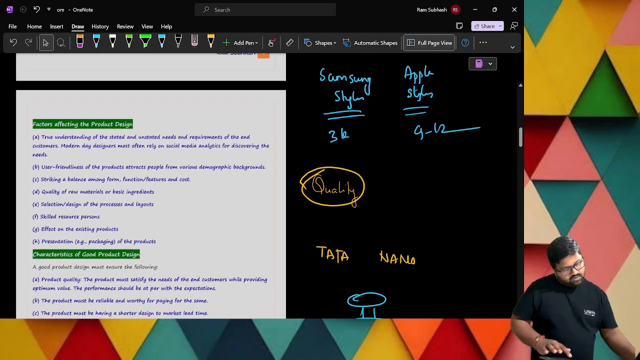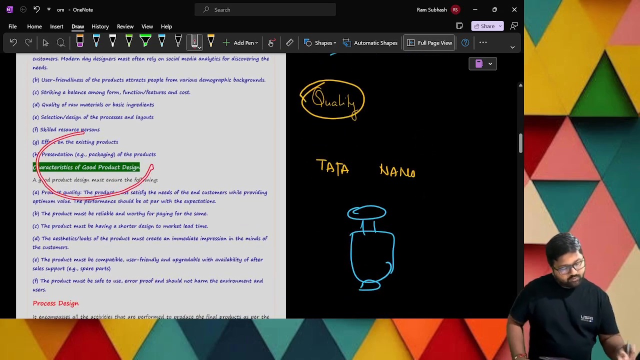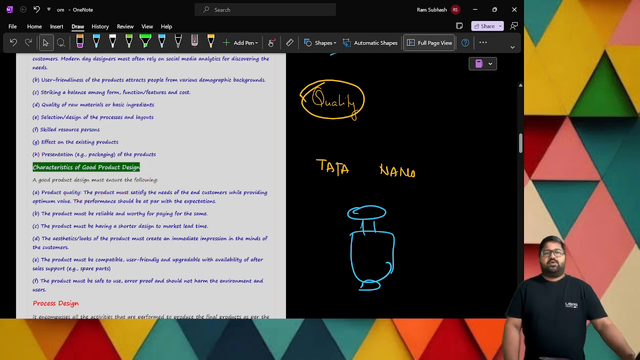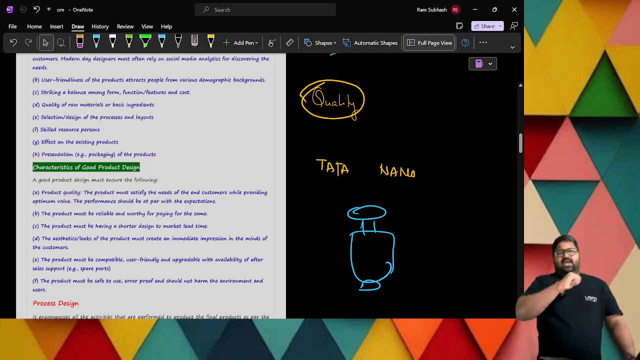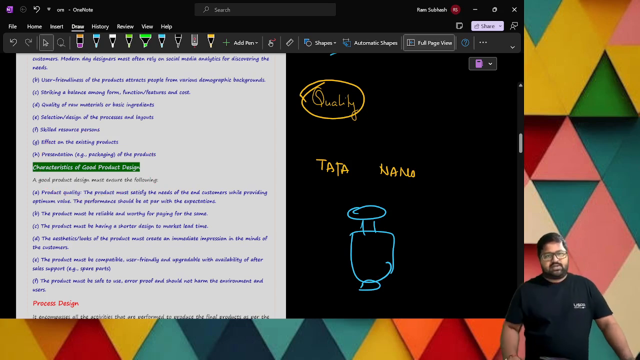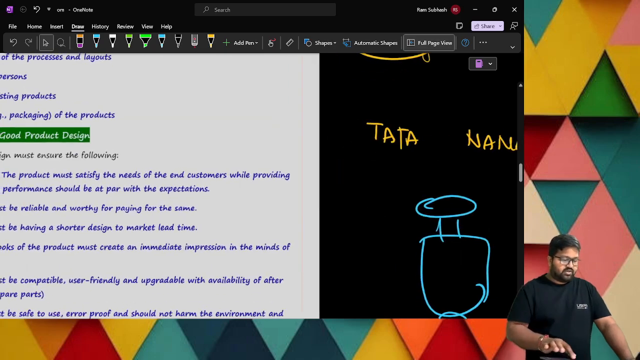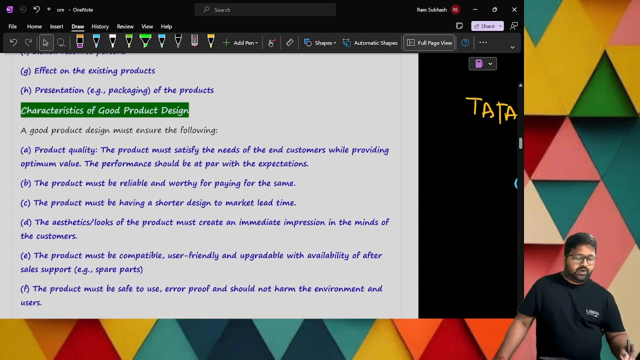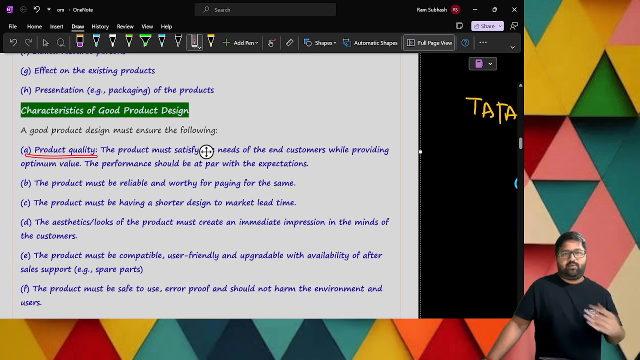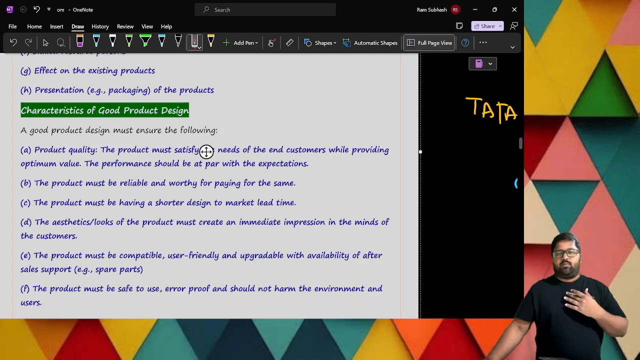Let us deal with the characteristics of good product design. This is an important part. Design is nothing but external appearance. What makes it good? These things are being discussed here. What is the first one? Product quality. My product is really good, it has utmost good quality, it is superb.